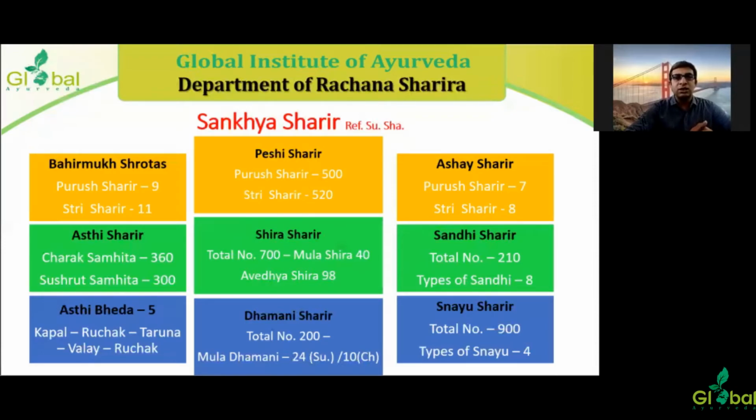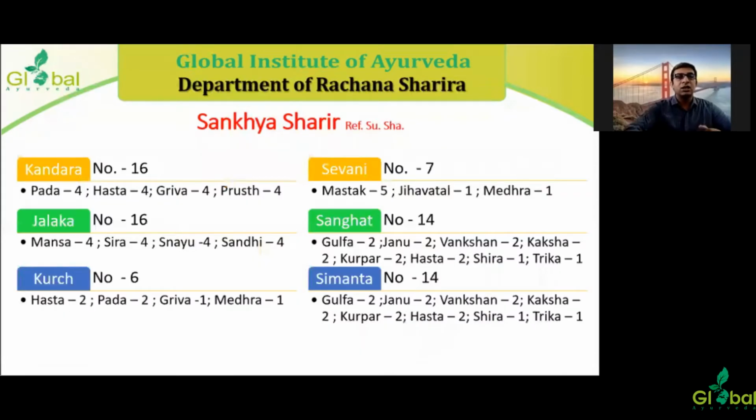Snayu Sharira, there are 900 snayu, which are a kind of ligaments, tendons, fascias and aponeuroses situated in the body, and there are 4 different kinds of snayu discussed in the Samhita. Coming to the Kandara, the important ligaments are 16 in number, among them 4 in Pada, that is the lower limb, 4 in Hasta, that is the upper limb, 4 in Griva, that is the cervical region, and 4 in Prushtha, that is the back.